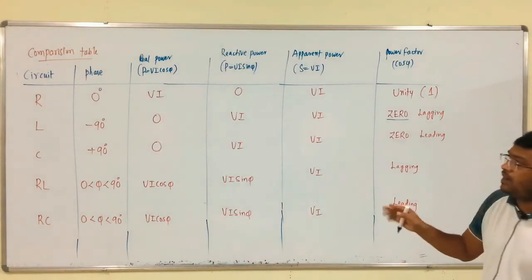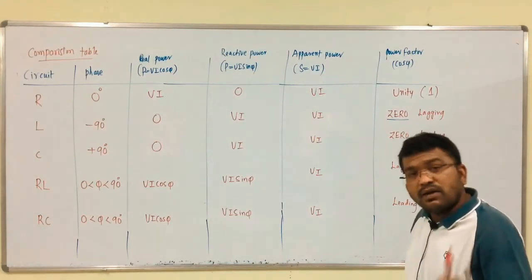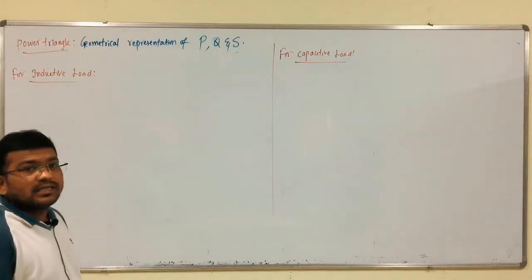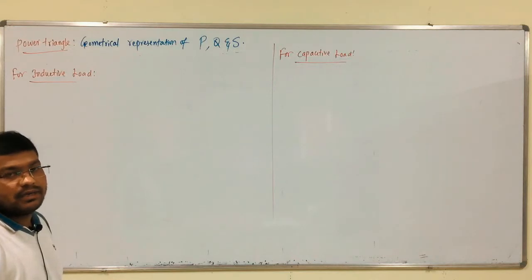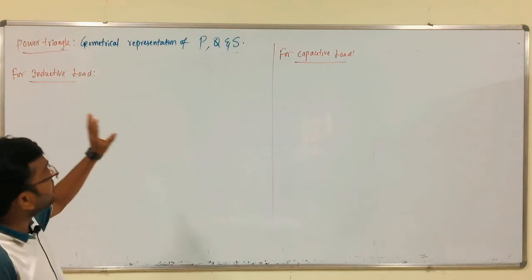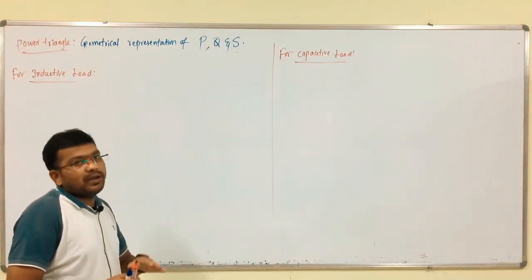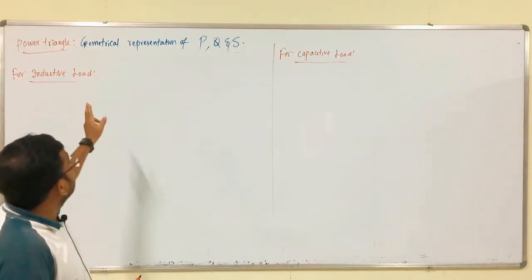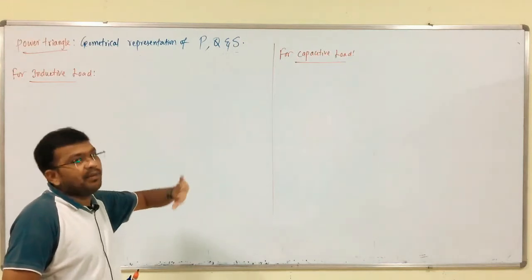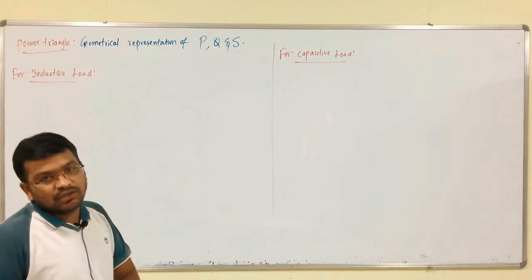So, this is a very important comparison table among all the circuit parameters: real power, reactive power, apparent power and power factor. Now, we have to discuss the power triangle concept. Why do we need this concept? In order to represent active power, reactive power and apparent power in one place. This is the geometrical representation of active power, reactive power and apparent power. So, how many types of load do we have? Resistive load, inductive and capacitive load.